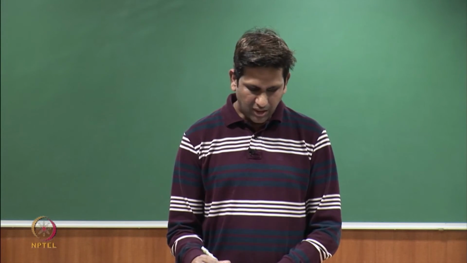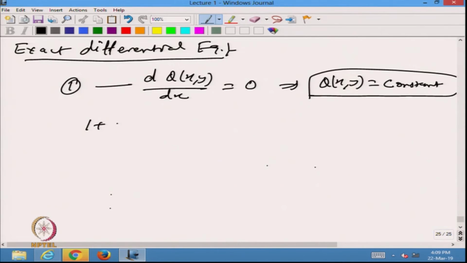So, for example, I take an equation like this one: 1 plus cos(x plus y) plus cos(x plus y) dy by dx is equal to 0.